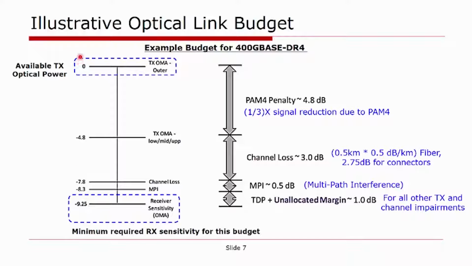Of course, we could go through the exercise the opposite way too. For a given receiver sensitivity, we can add all the penalties to figure out what the available transmit power needs to be in order to achieve the same target bit error rate. So one can do it both ways, and really the optical link budget is just a list of the breakdown of the different loss mechanisms in the optical link.